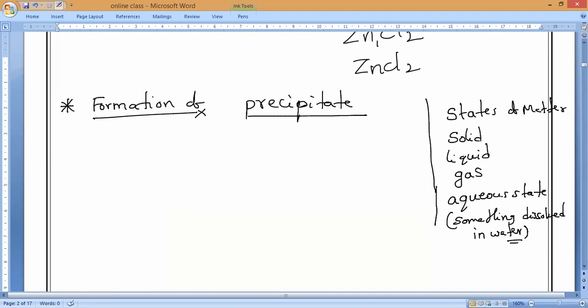Aqua means water. When some substance is dissolved in water, that is called the aqueous state. Clear, everyone? From now onwards, we are going to get the aqueous state also. That is the reason I am telling you this. Is it okay, guys?